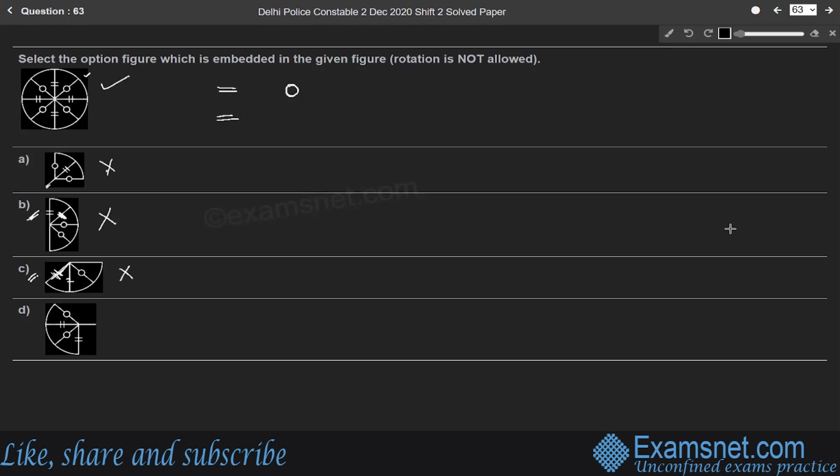Look at option D, where there are two tilted lines which have circular symbols, and one horizontal line and one vertical line both have equality symbol, right? And the remaining parts are same. Therefore, option D is embedded in the given figure.